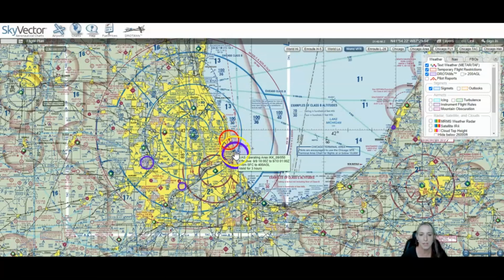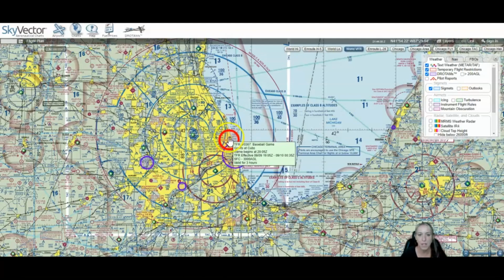These other circles here are different pieces of information that you can get from SkyVector. So for example, this is what is called a DROTM. This is a NOTAM that is relevant to drones. So it gives you the information about it. It says it's the UAS operating area, and it's effective from surface to 1,000 feet AGL in 3 days. So it's not anything that's happening right now. It's something that's happening in a couple of days.